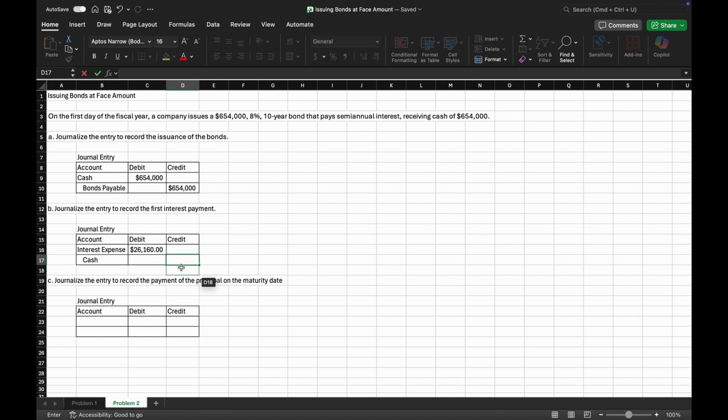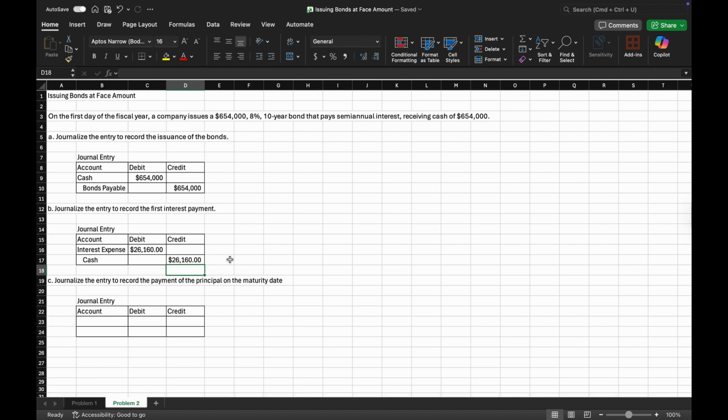Cash is going down as the company is having to pay for the interest expense, so let's put a credit of $26,160 as the credit to the cash account.